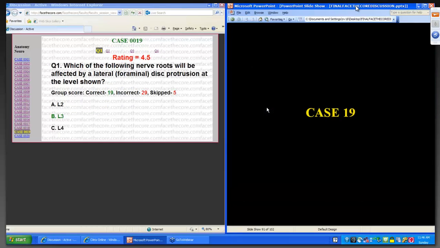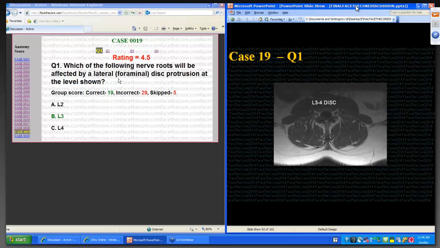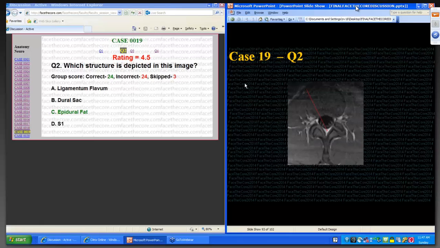Case 19, a very important point here, is which of the following nerve roots will be affected by a lateral disc protrusion at the level shown. So when you have a lateral disc protrusion, remember that at the L3-L4 level, the exiting nerve root is going to be the L3 nerve root, and the traversing nerve root is going to be the L4 nerve root. So if you have a laterally projecting protrusion like in this location, you're going to have radicular symptoms along the course of the L3 nerve root.